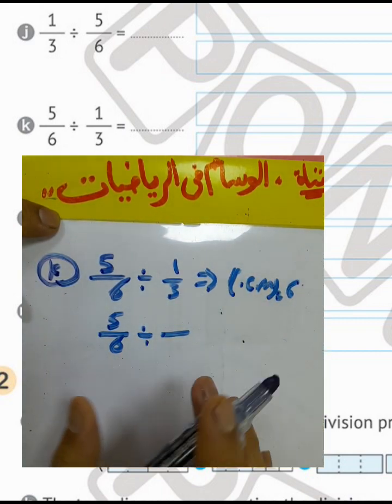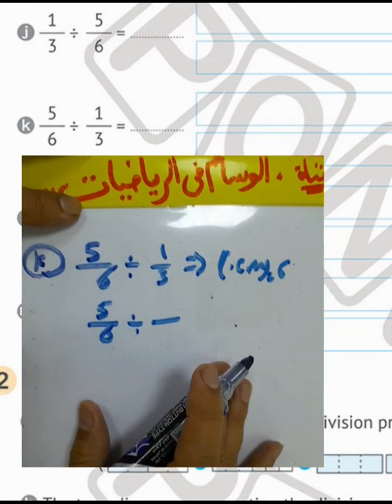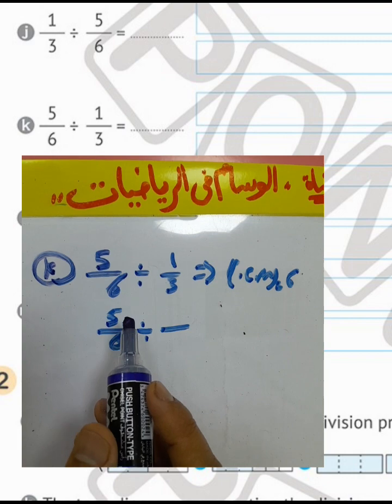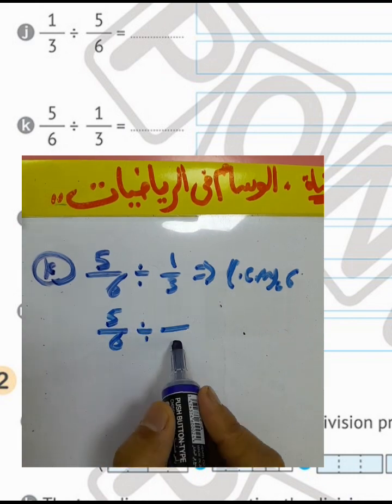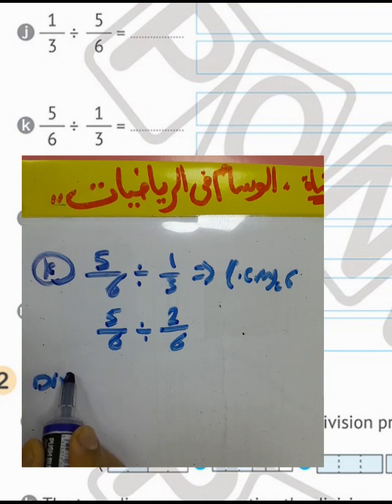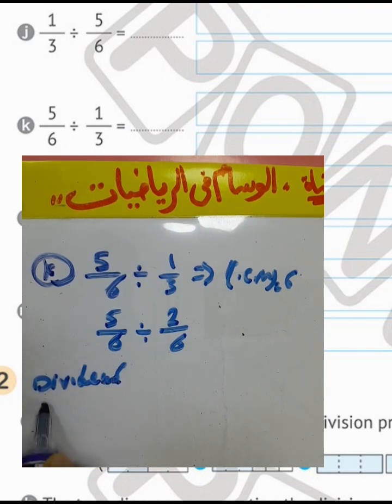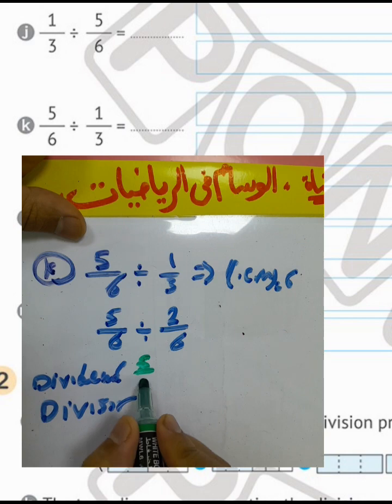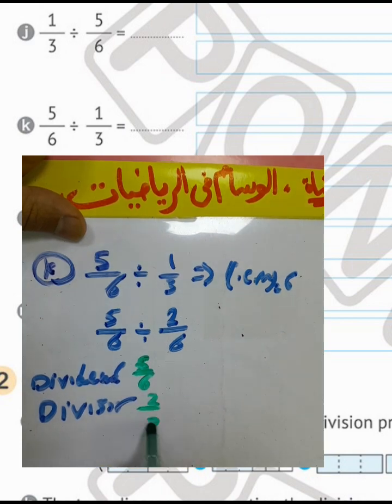We will draw two tab models, okay, like the last question. But first step, you must write the least common multiple between the two numbers. It will be 6. 2 times 3 equals 6, 2 times 1 equals 2. Then we can write here dividend and here divisor. The dividend here will be 5 over 6 and the divisor 2 over 6.